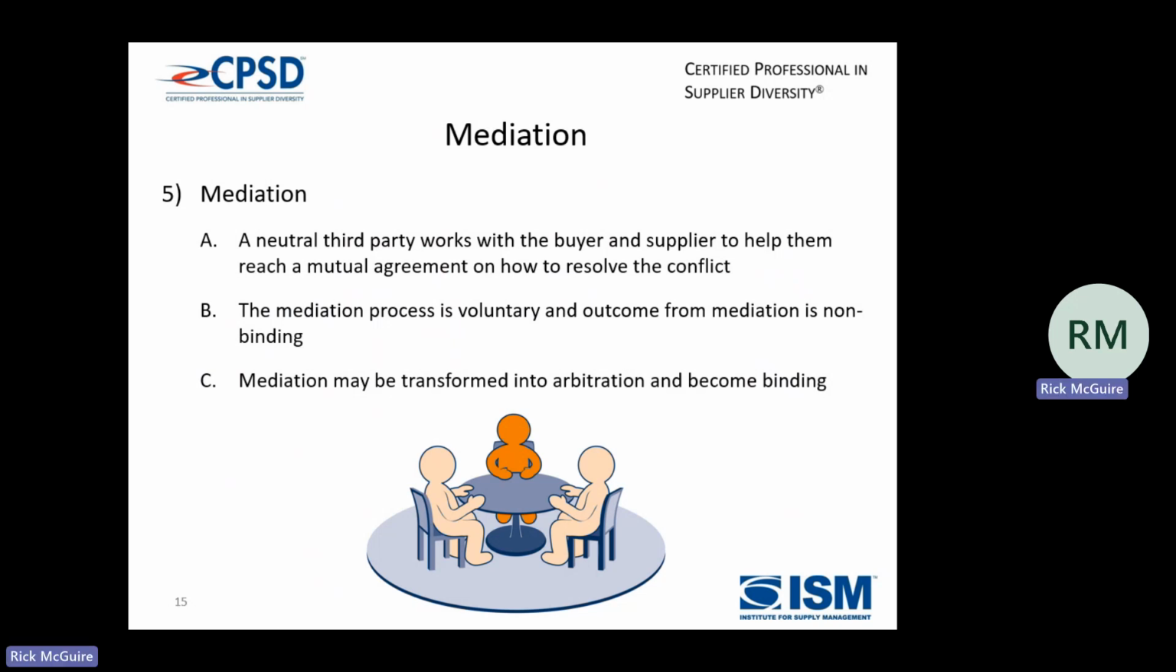All right, mediation. A neutral third party works with the buyer and supplier to help them reach a mutual agreement on how to resolve the conflict. The mediation process is voluntary, and the outcome from mediation is non-binding. Non-binding, you don't have to do it. Mediation may be transformed into arbitration and become binding. Arbitration is usually a judge or a retired judge or something like that. Once they make the decision, both parties have agreed to be bound by that decision. In mediation, neither party has agreed to be bound by the decision.